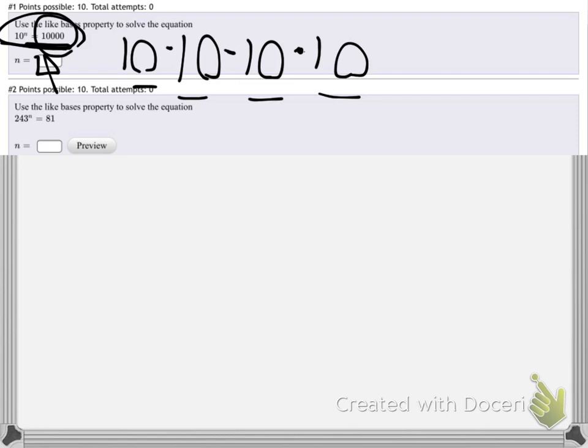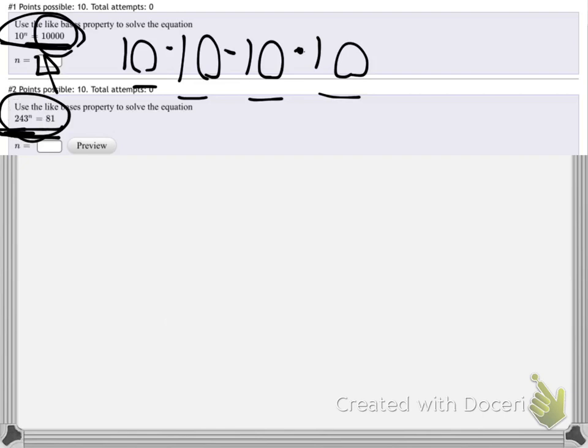Number 2, use a like basis property to solve this. This one is a little bit more like basis looking. It's hard to tell exactly what numbers to think of, but I know 81, numbers like 9 come to mind. And then maybe if I have to go further down than 9, 243 may not be a power of 9. And if not, then I could think of like, well, what's 9 made out of? And it's made out of 3s. So I might just say that 81 is a power of 3 if I can get 243 to work for that. So let's see what we can do with this.